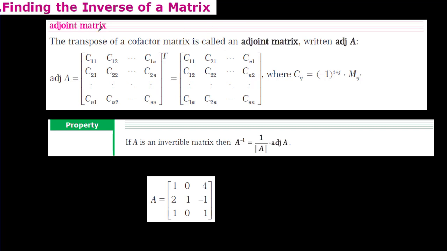And while we are using this adjoint matrix, if A is invertible, which means that the determinant is not equal to 0 firstly, then A to the power of minus 1, which is A inverse, is equal to 1 over the determinant of A times the adjoint of matrix A.